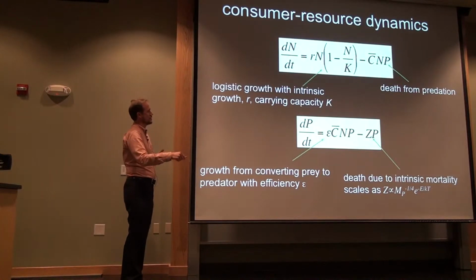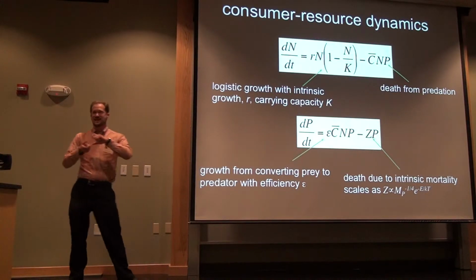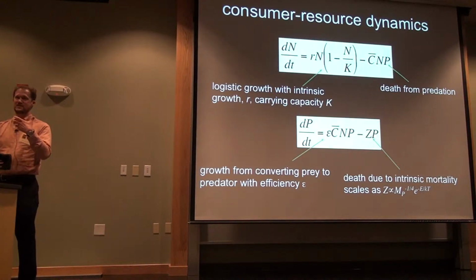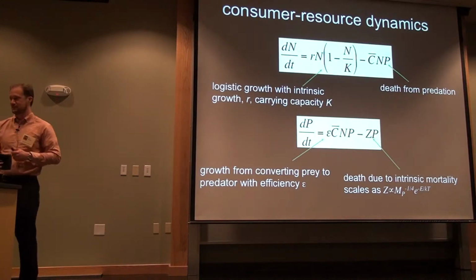But these two equations are coupled together. The N is the prey and the P is the predator. They're coupled together through this consumption rate term. And so that consumption rate is what's driving this interaction. So the question is, how does that consumption rate vary with body mass and body temperature?